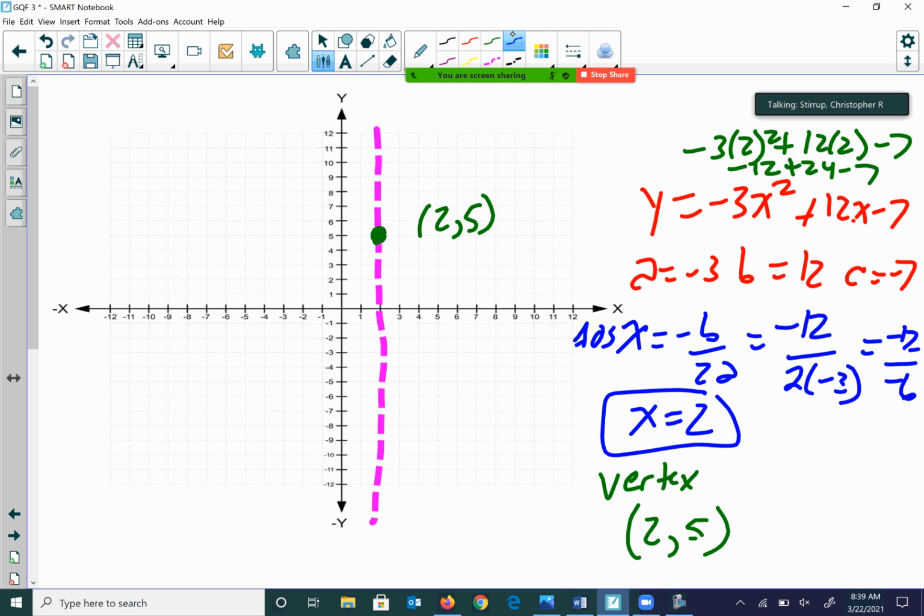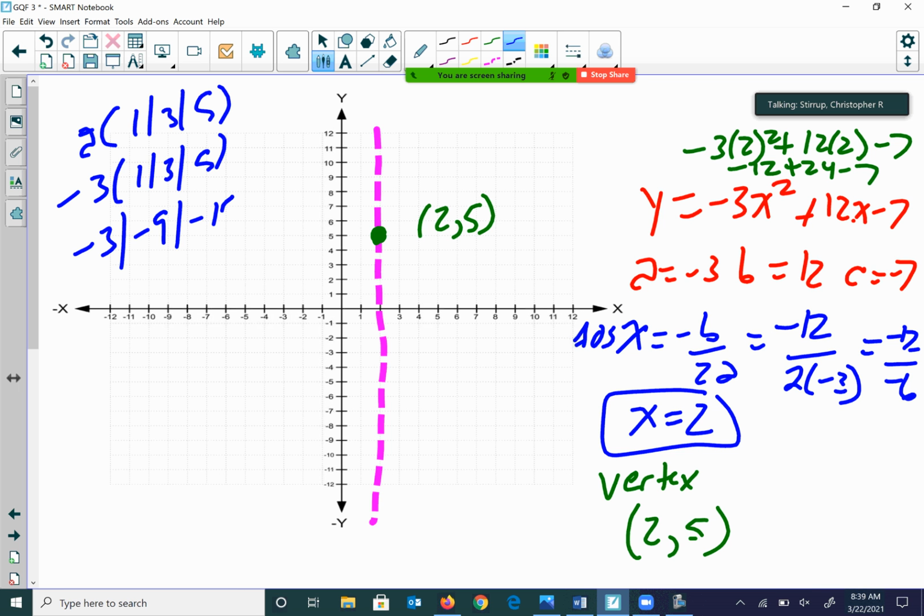My pattern graph is going to be my A value times 1, 3, 5. My A value happens to be negative 3. That negative means it's going to go upside down. So my pattern graph is going to be negative 3, negative 9, negative 15. So we're going to go off the graph pretty quickly. So from here, I'm going to go right 1, down 3. So I get to the point 3 comma 2. Left 1, down 3. So I get to 1 comma 2.